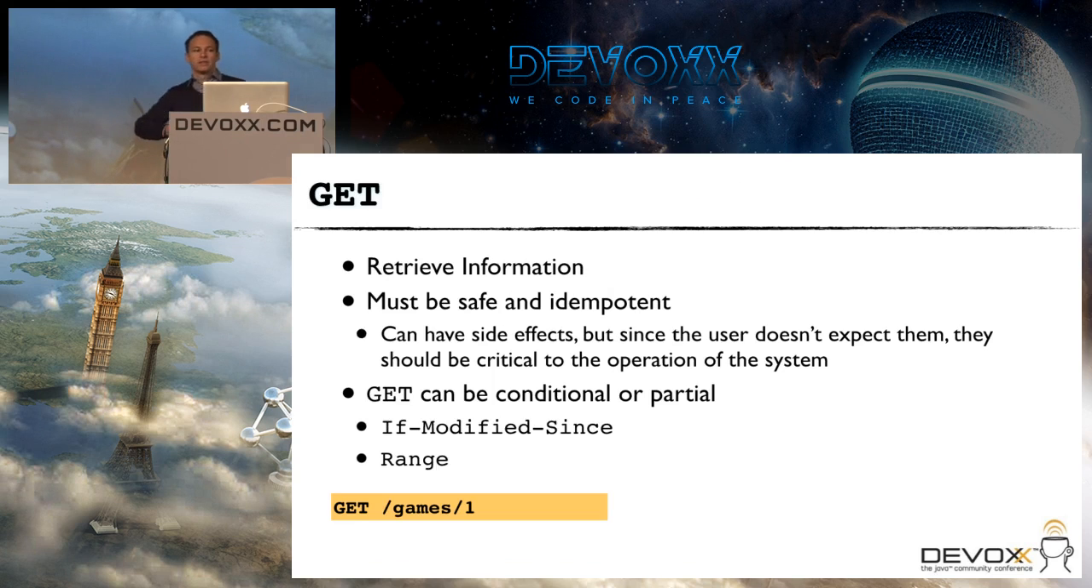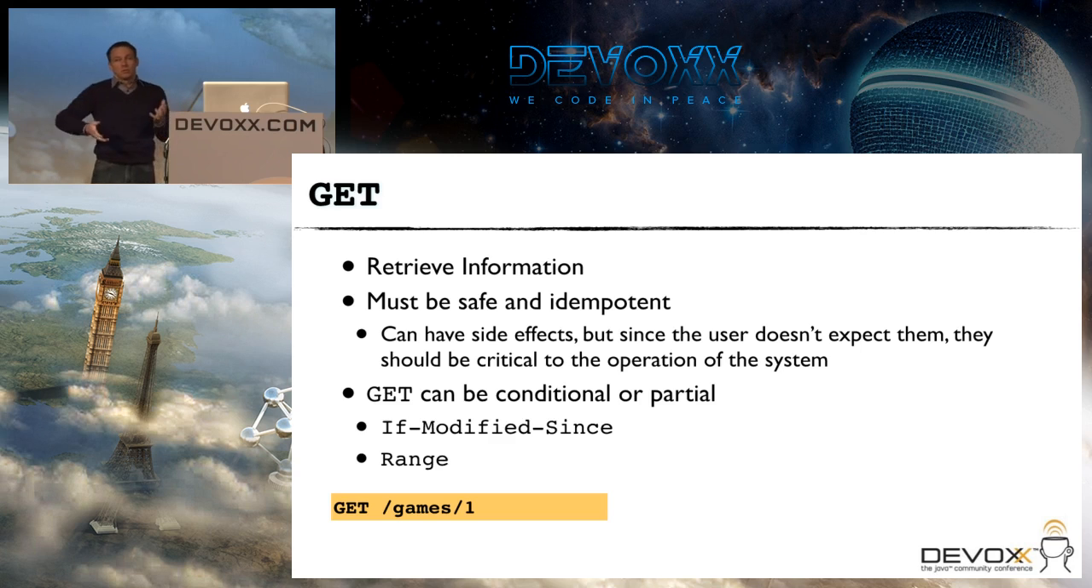So let's take a look at the verbs. The first verb, get. This is the one everybody knows. It's how you get a web page, right? It basically says, I need to retrieve some information. It needs to be safe and idempotent, which basically means I need to be able to call get as many times as I want, and more or less always get the exact same thing back, not have a whole lot of side effects inside the system.